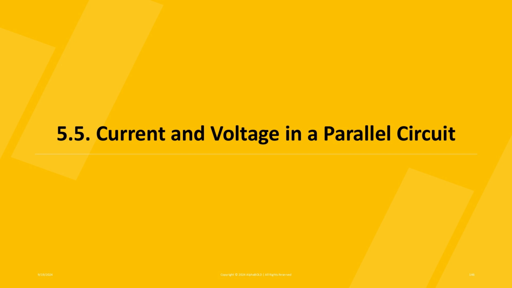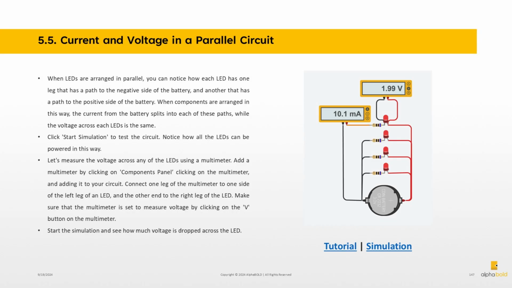Current and voltage in a parallel circuit. When LEDs are arranged in parallel, you can notice how each LED has one leg that has a path to the negative side of the battery, and another that has a path to the positive side of the battery. When components are arranged in this way, the current from the battery splits into each of these paths, while the voltage across each LED is the same.